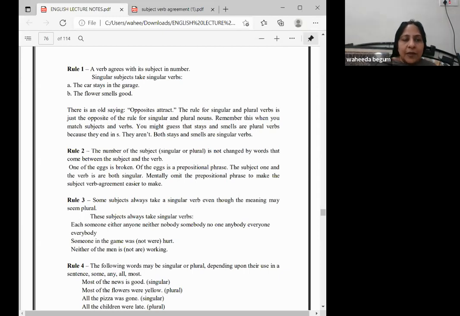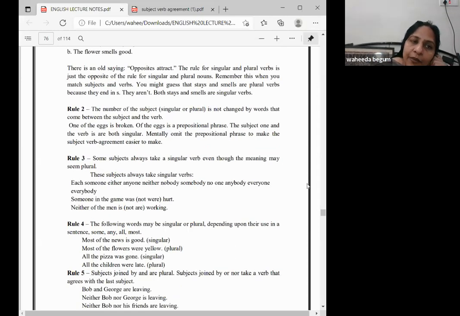When you match subjects and verbs, you might guess that stays and smells, as I told you, are plural verbs, but they are not. Both stays and smells are singular verbs. You have to remember that. Then we have the second rule. The number of the subject, singular or plural, is not changed by words that come between the subject and the verb. Like, one of the eggs is broken.